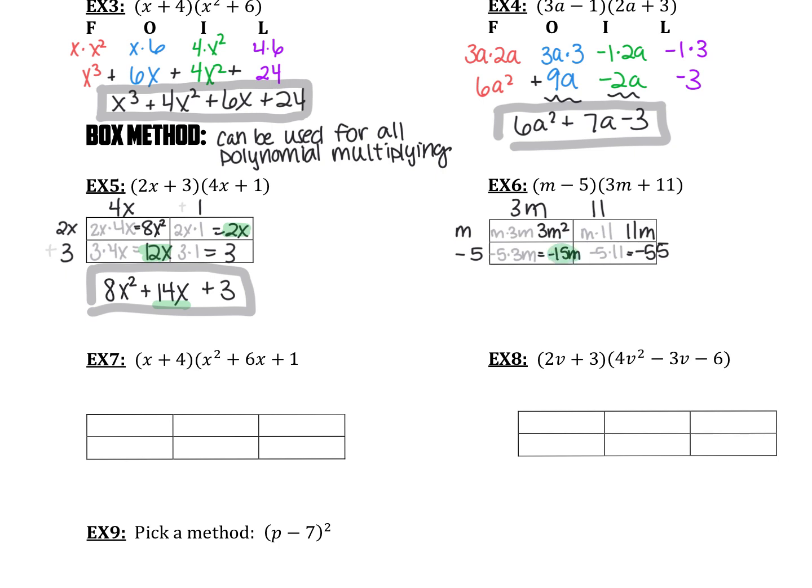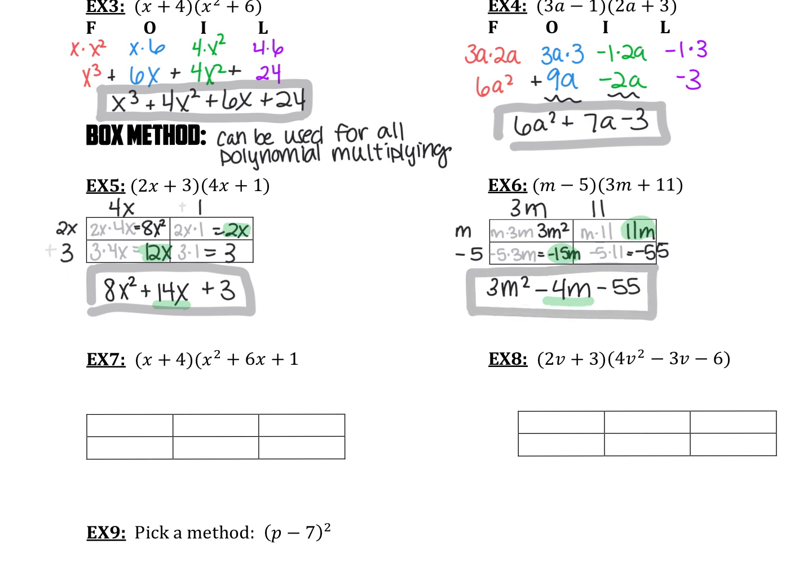I notice that I have a negative 15m and a positive 11m. So combining my like terms, 3m squared, this would be minus 4m because negative 15m and 11m. And then minus 55. And there's my answer. How do you do?